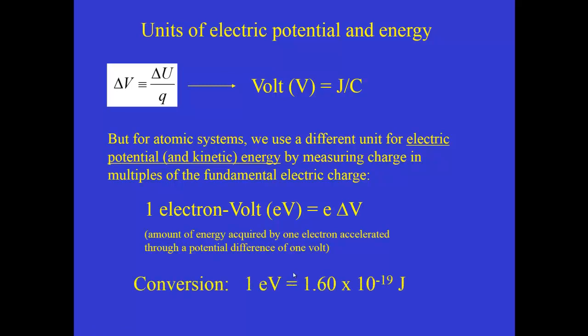The conversion factor that takes us between joules and electron volts, you can readily see, is that 1 electron volt is 1.6 times 10 to the minus 19 joules. And this conversion factor just happens to be the magnitude of the charge on an electron or a proton.